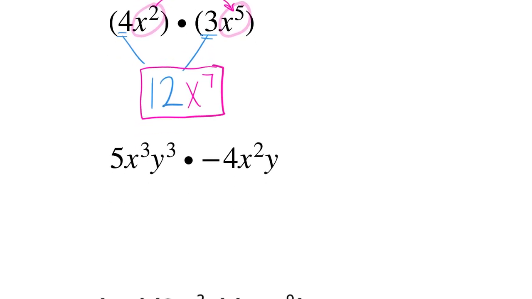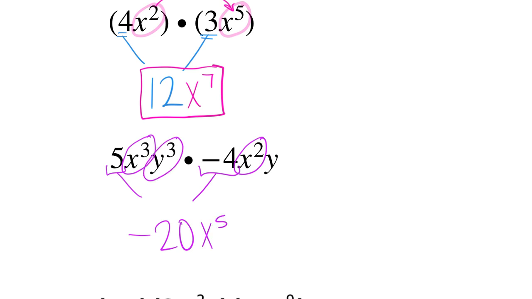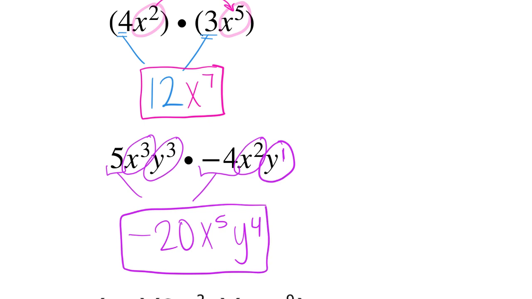Same thing here. So we have these coefficients, right? 5, -4. We're going to multiply those together. That's -20. And then for the exponents, we're just going to add them. So x to the 3rd, x squared. If I add those, that's 5, so x to the 5th. And then we have y to the 3rd. And then this one, just think of this as y to the 1st power, right? So 3 plus 1 is 4. So there we go. That's our final answer for that one.